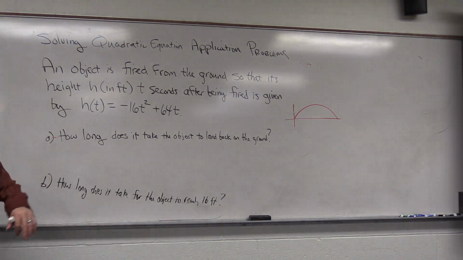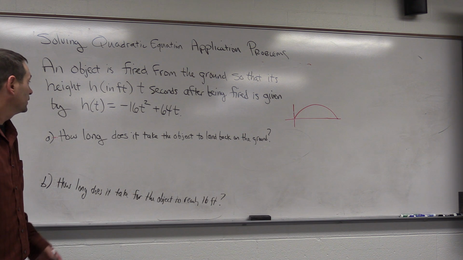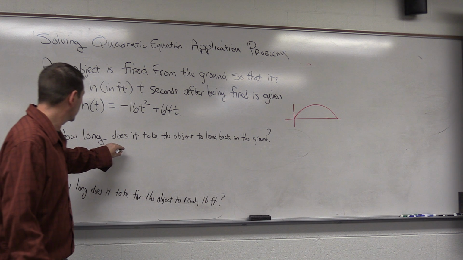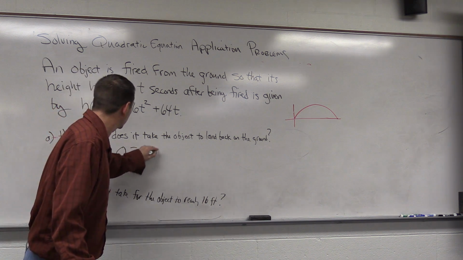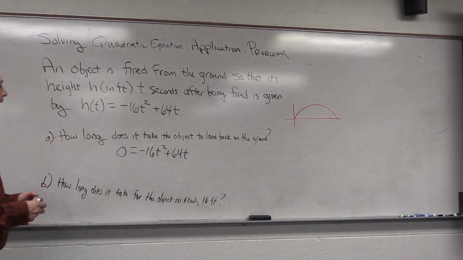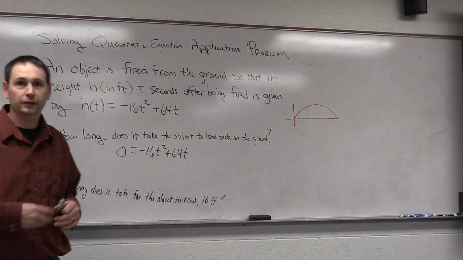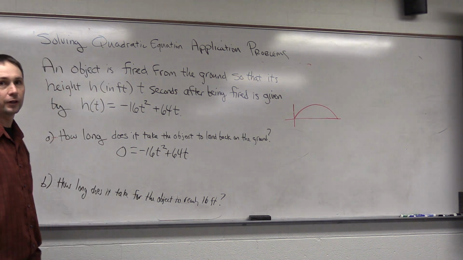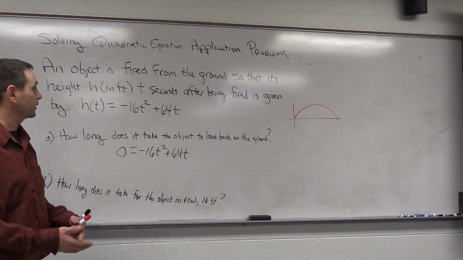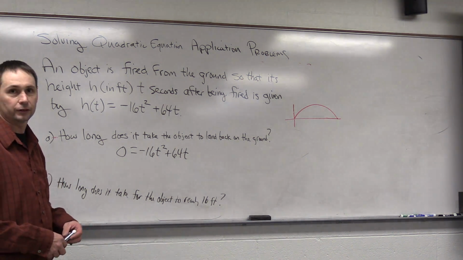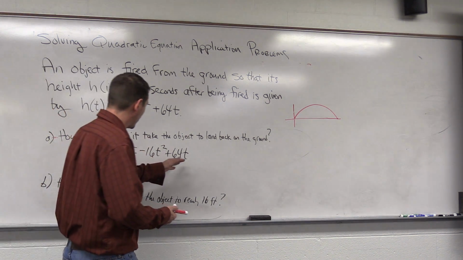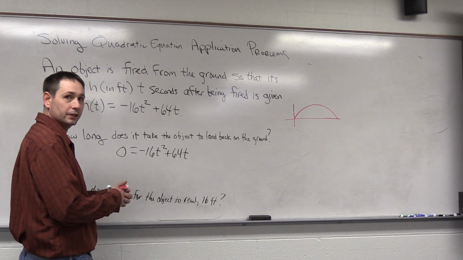So the first one, though, I'm asking how long does it take the object to land back on the ground? Well, when I'm back on the ground, I'm just plugging in 0 for my overall height. So I'm going to say 0 is equal to negative 16t squared plus 64t. Now, I always think factoring first. Factoring is usually the easiest way to solve quadratic equations if they factor nicely. If they don't, spend too much time, use either the quadratic formula or completing the square. Looking at this, I'm going to try factoring. I can factor out negative 16 out of each of these.